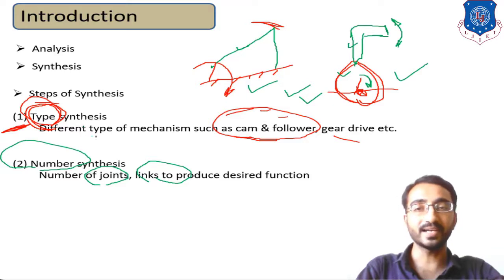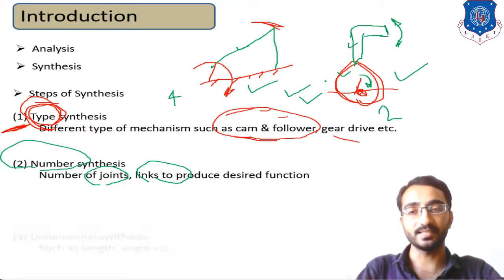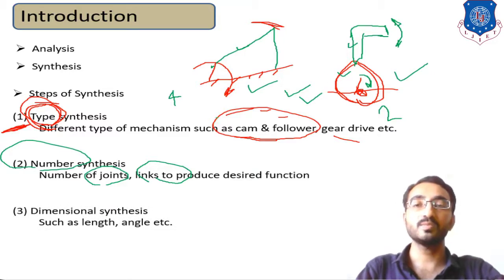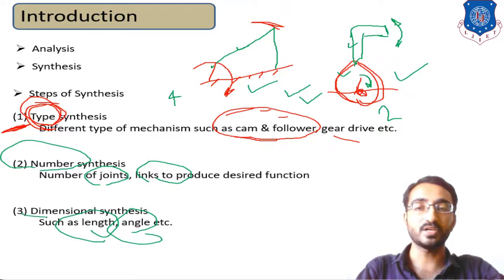Okay, now after identifying that I need 4 links for a 4-bar chain mechanism, or 2 links such as cam and follower to get the desired output, the third step is dimension synthesis. Dimension synthesis means calculating the length, angle and various other parameters.